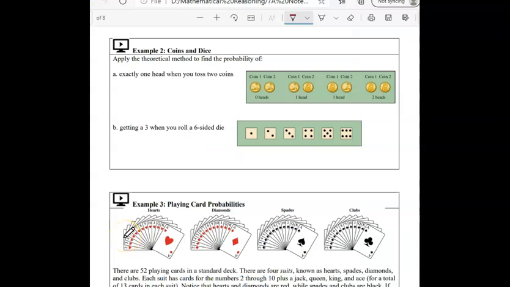Okay, so on example 2, what do we think is going to happen here? If we have exactly one head when you toss 2 coins. Well, we've got all of our choices listed here, right? We could have 0 heads, we could have 1 head, and 2 heads. So it says exactly 1 head when you toss 2 coins. Well, it looks like that happens 2 out of the 4 times that we did the experiment. 2 out of 4, which is 1/2.